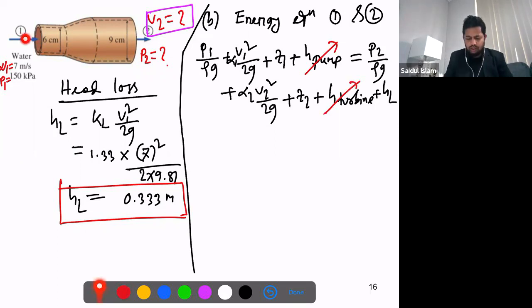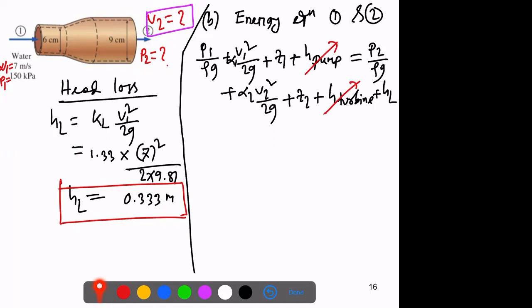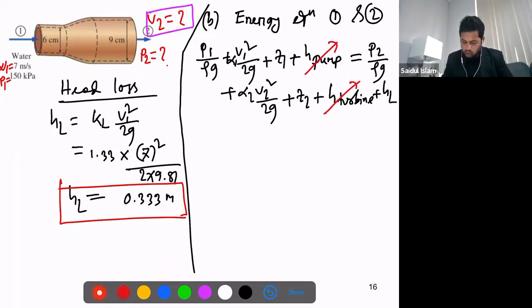What is the elevation here? This flow is going this way. Do you guys think we have some sort of elevation here? What do you think? I'd say there's no elevation change. No elevation. That's correct. So we can just simply cancel it out.